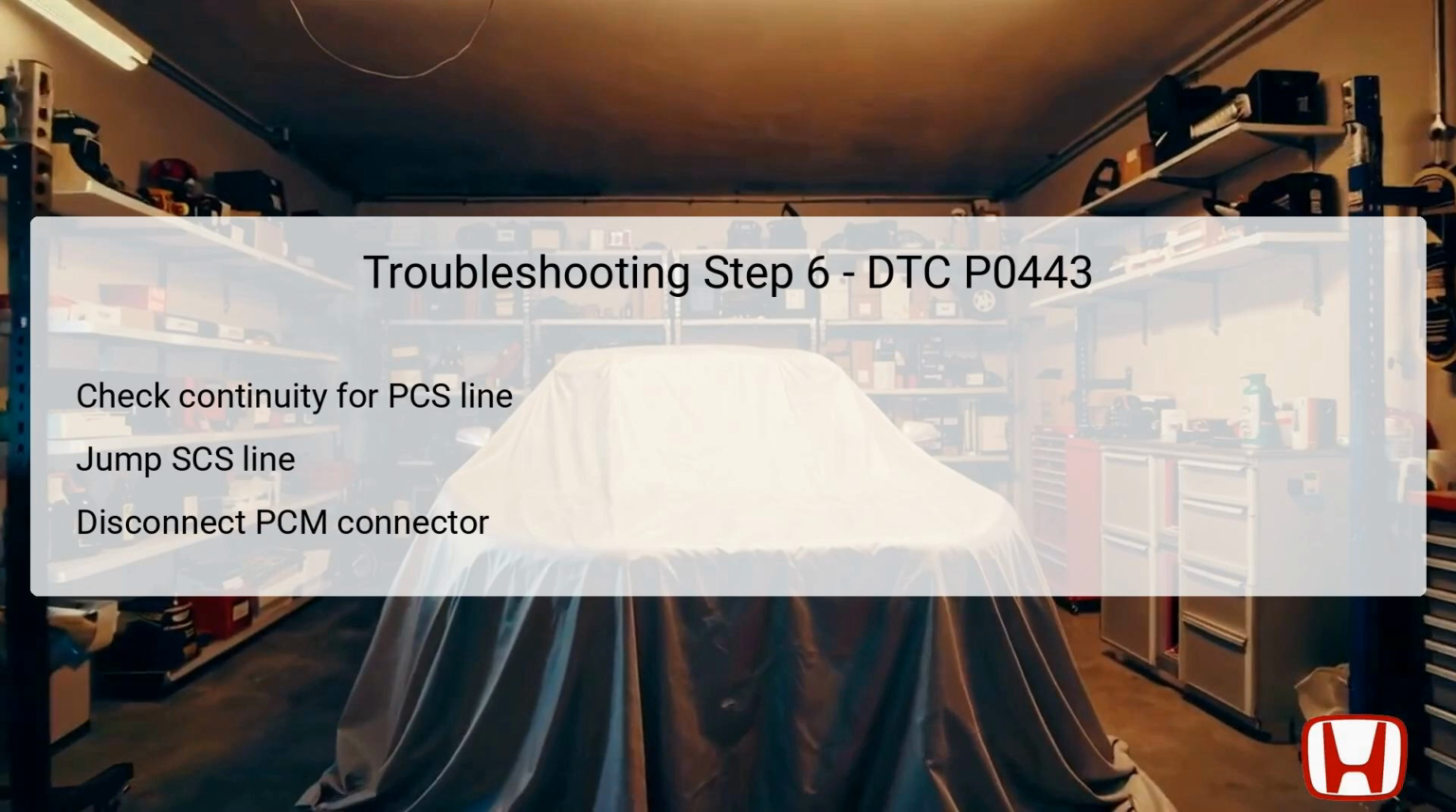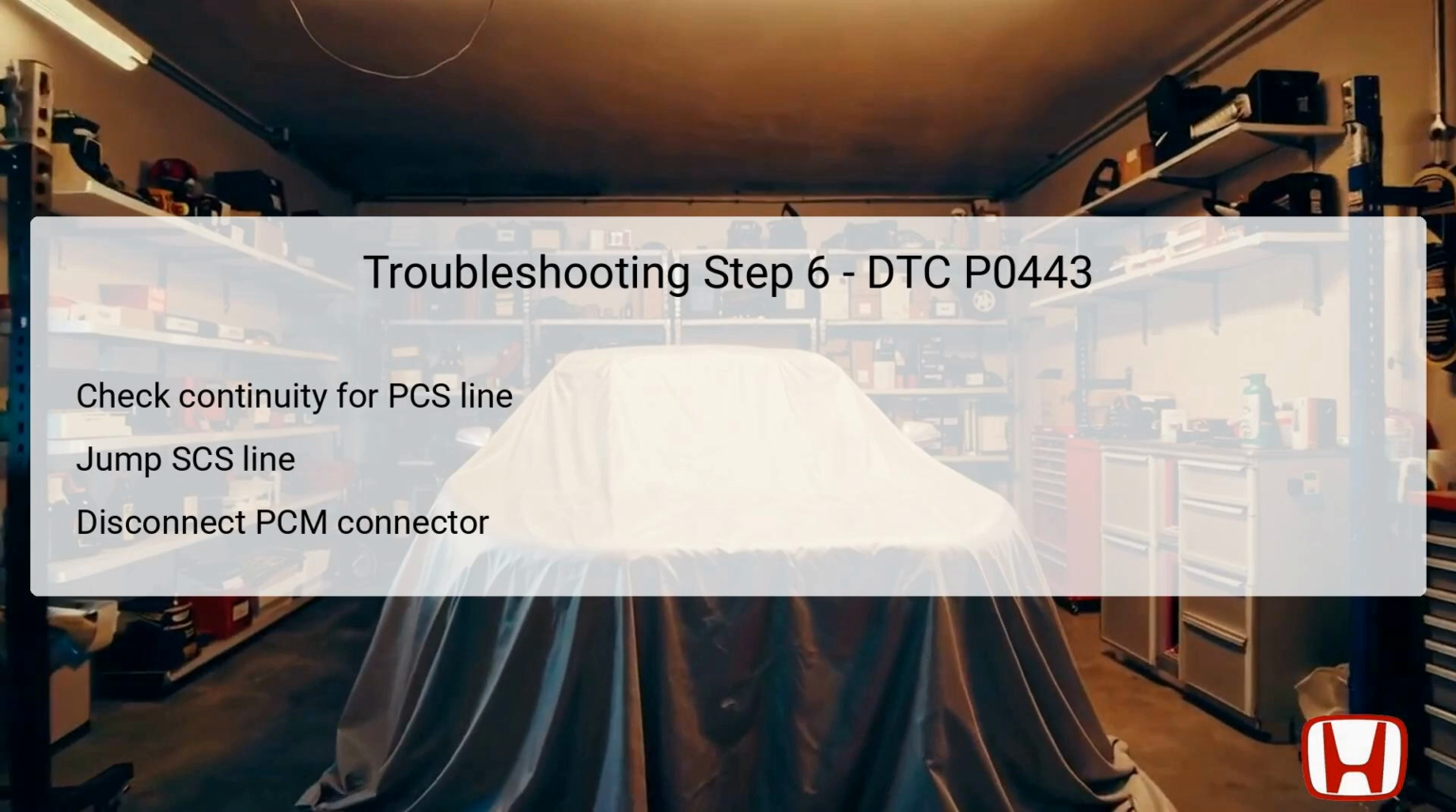For this next troubleshooting step, ensure the vehicle is turned off before proceeding. Jump the SCS line using the HDS to set up the system for continuity testing. Subsequently, disconnect the PCM connector B51P, isolating the PCM from the circuit.